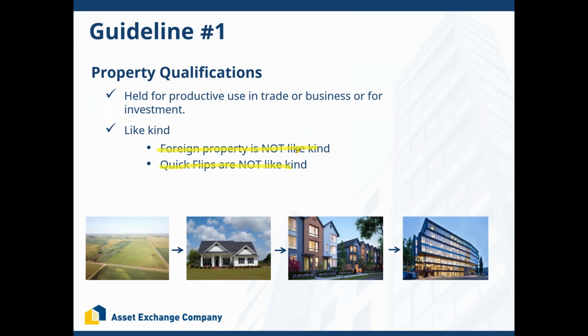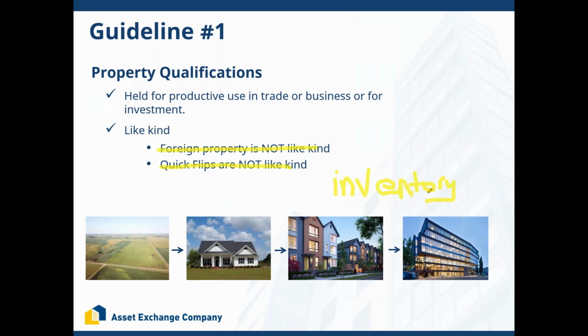Okay, what is a quick flip? A quick flip is when I buy a property, I fix it up, and I sell it. The reason why quick flips are not exchangeable is because the government considers those to be inventory, and the government prohibits inventory from being exchanged. All right, so inventory is something that you buy with the specific intention to sell.